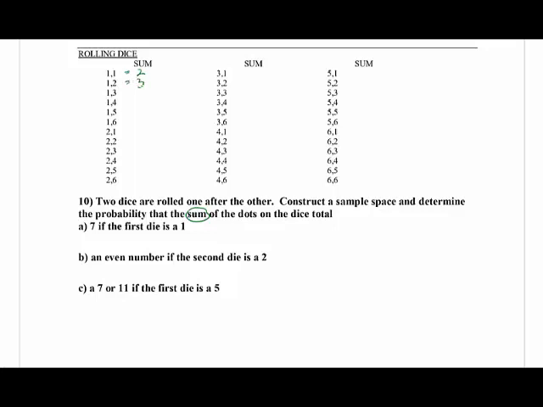So this would be 2, 3, 4, 5, 6, 7. 3, 4, 5, 6, 7, and 8. 4, 5, you should start to see a pattern. 6, 7, 8, 9, 5, 6, 7, 8, 9, 10, 6, 7, 8, 9, 10, 11, 7, 8, 9, 10, 11, 12. So that's what they ask for, constructing the sample space.